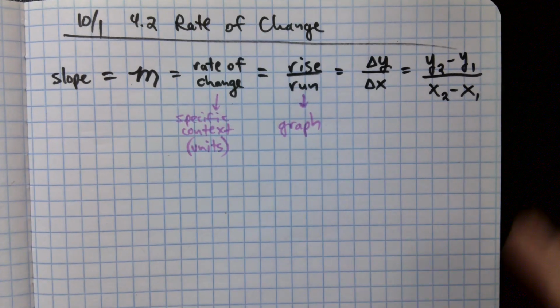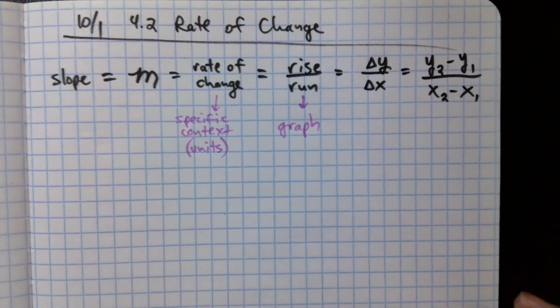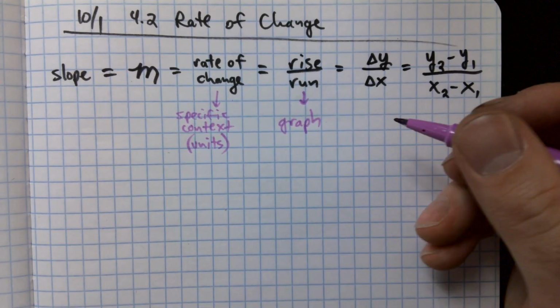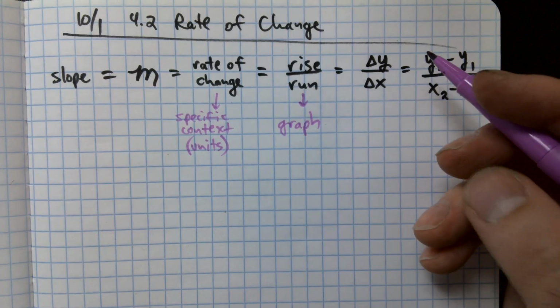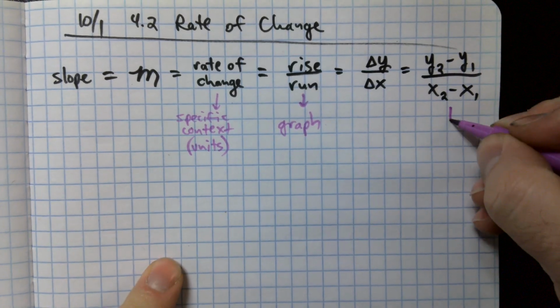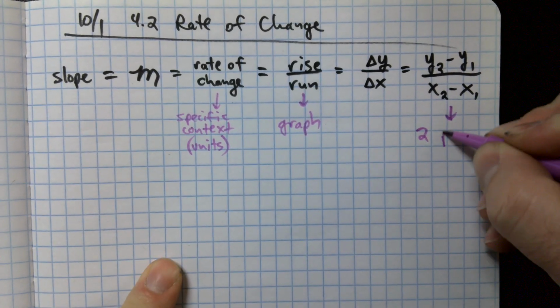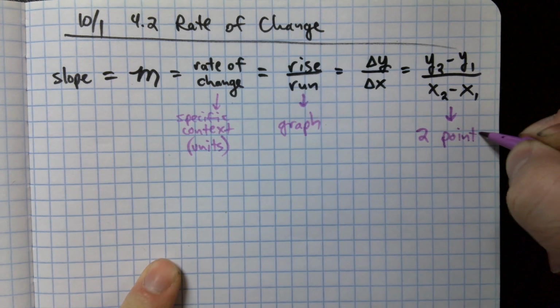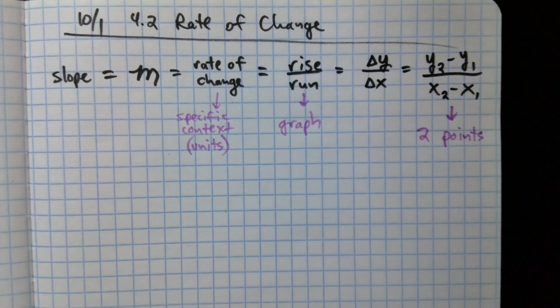Anyone know when I use delta y over delta x? Ben? When you have coordinates. Very close. That's when we're going to use the slope formula, when I have 2 points. Because I have 1 point with an x and y and a second point with an x and y.